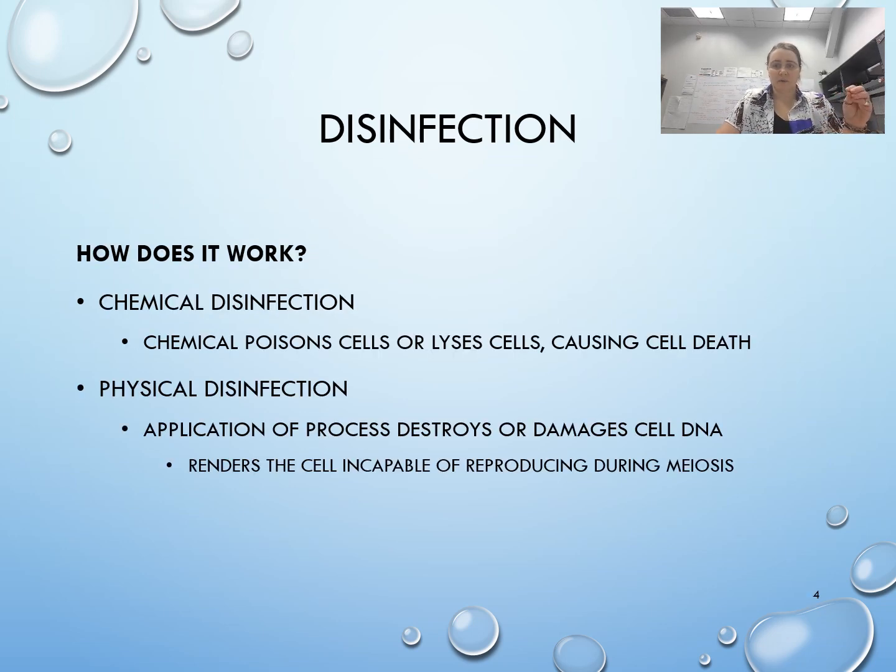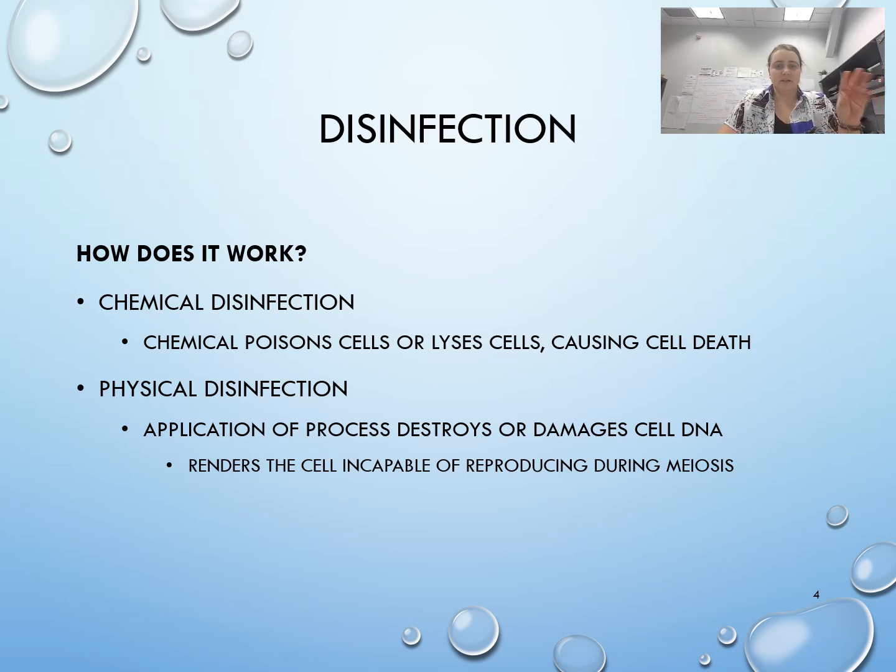So how does it work? We briefly talked about this. Chemical disinfection works, as its name implies, by applying a chemical to the cell, and it's going to poison the cell. Basically, it's going to disrupt metabolism, disrupt chemical processes in the cell, and potentially lyse the cell and cause cell death. So you're killing things off with a very stringent chemical.